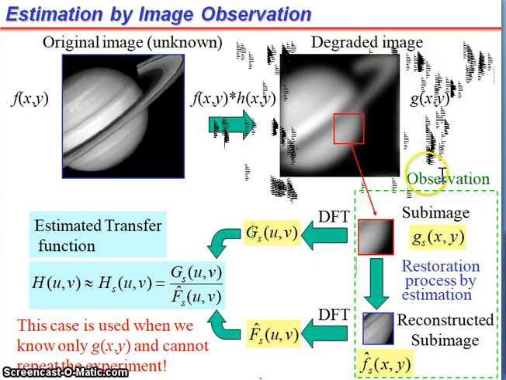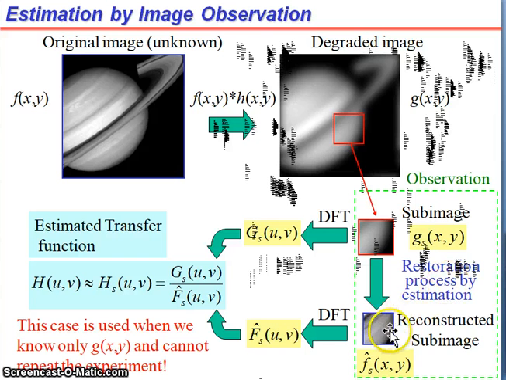Now take a small sub image, a small sub part here. Let that be gs of x comma y. Apply the DFT to this small gs of x comma y, and we get gs of u comma v. This is the numerator, gs of u comma v, and this is the sub image, gs of x comma y.